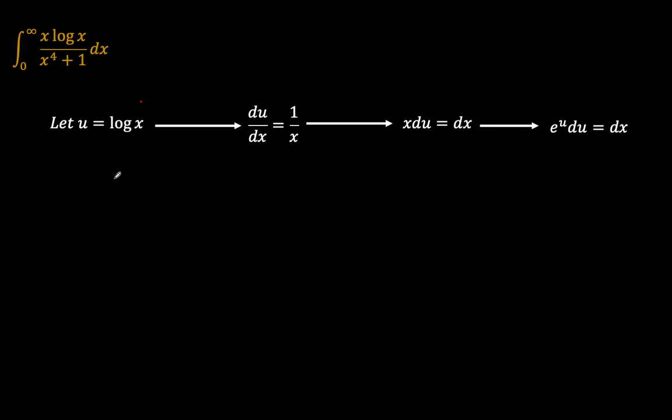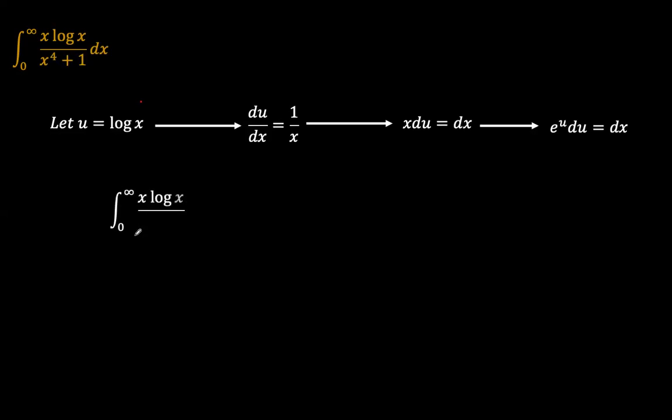Now, in terms of the limits, when x equals 0, u tends to negative infinity, because when x approaches 0, log of x approaches negative infinity. So the lower limit is u tending to negative infinity, and the upper limit remains u tending to infinity.